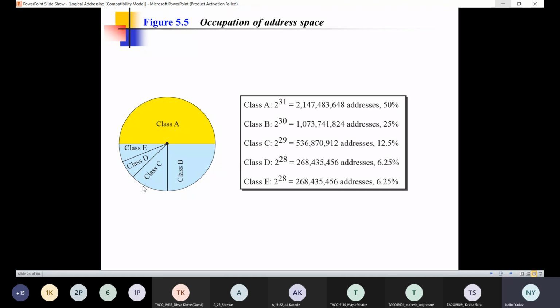Similarly, for class C, my first 3 bits are fixed, 110, right? I just taught you that the first 3 bits are fixed, 110. All remaining bits can vary, correct? So those remaining bits are 29 bits, and thus my occupancy for class C is 2 raised to 29, which is 12.5%. Now for class D, the first 4 bits are fixed, that is 1110. So the remaining 28 bits are variable, which goes to 6.25%. Similarly for class E, again I have 2 raised to 28, which is 6.25% occupancy for class E out of the total address space. Correct?